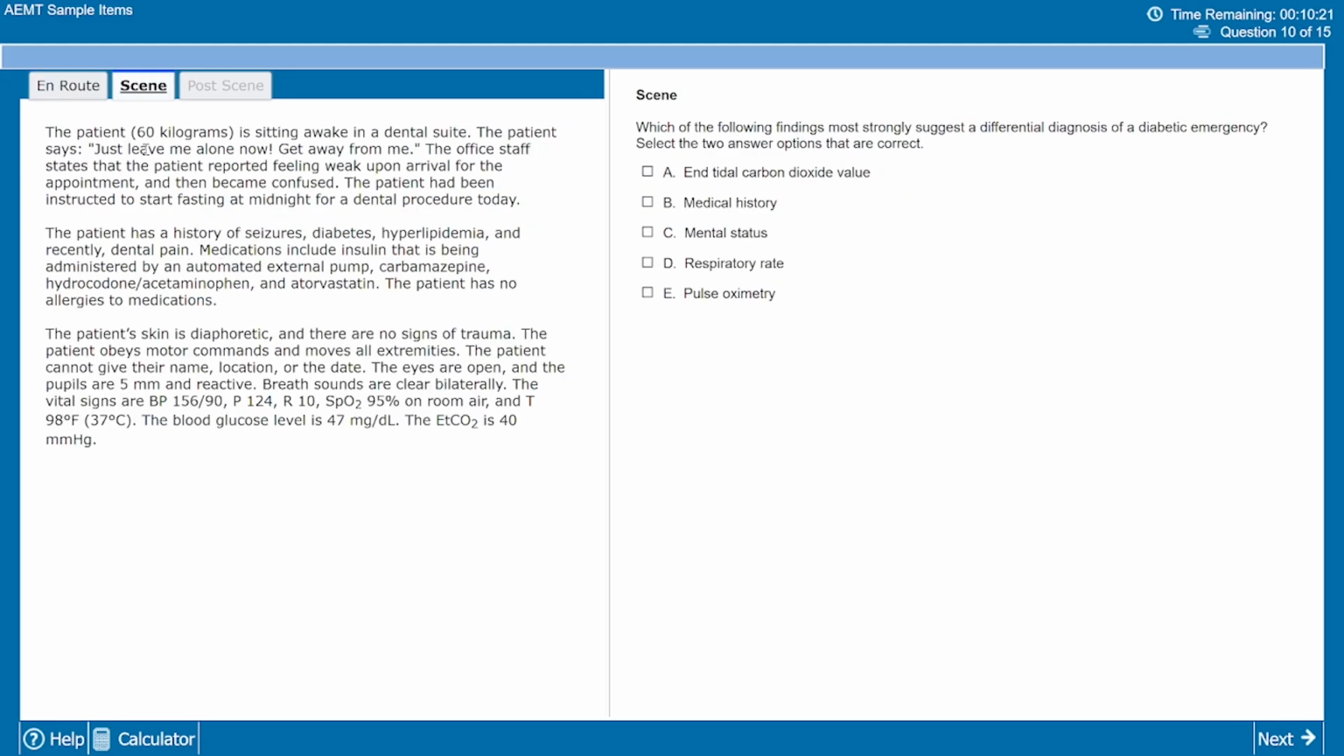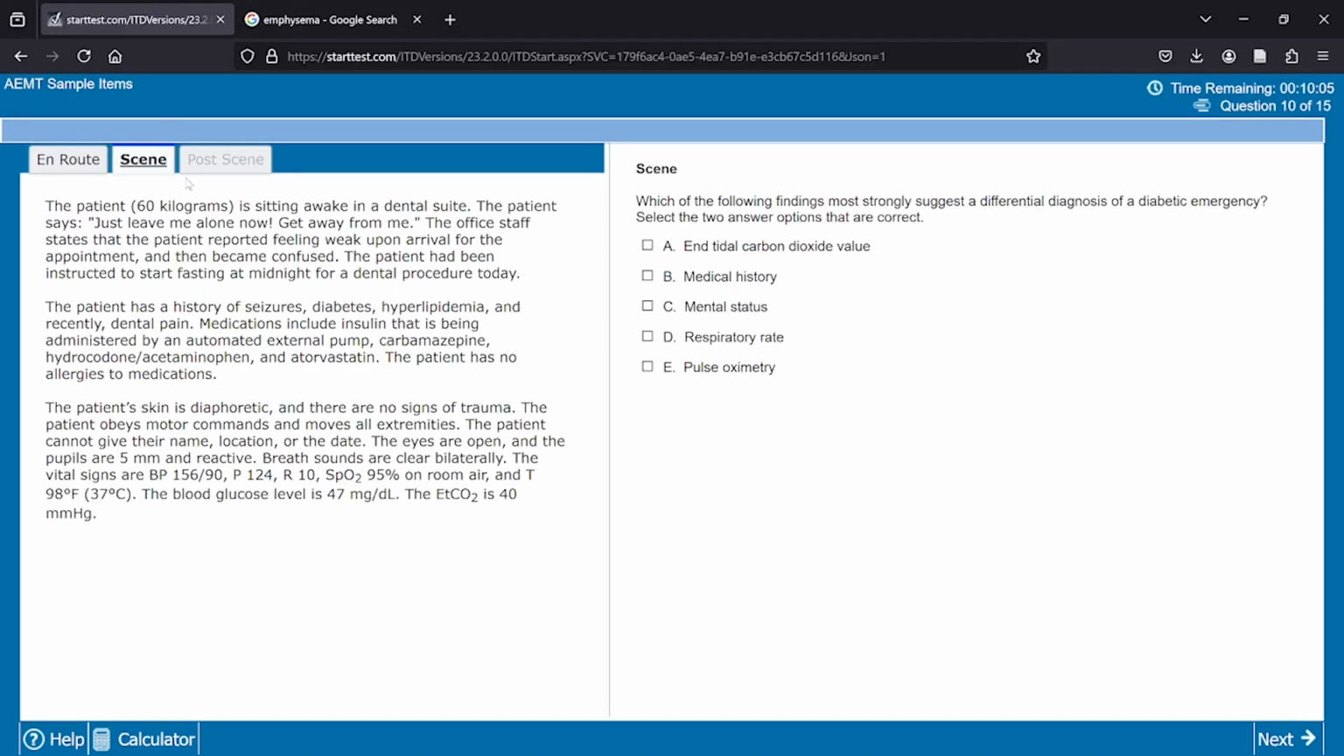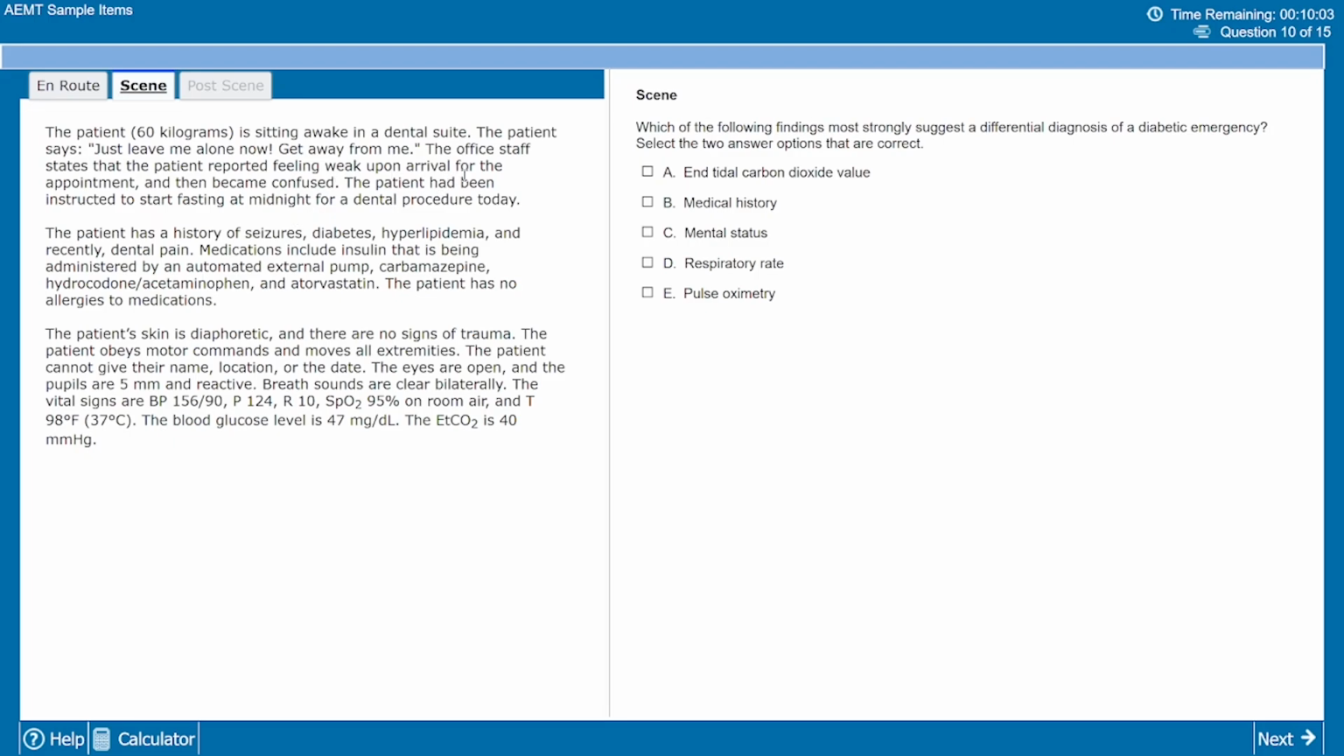Okay, so now we're on scene. And the patient, 60 kilograms, is sitting away in a dental suite. The patient says, "Just leave me alone now. Get away from me." Okay, so they're obviously agitated. The office staff states that the patient reported feeling weak upon arrival for the appointment, and then became confused.